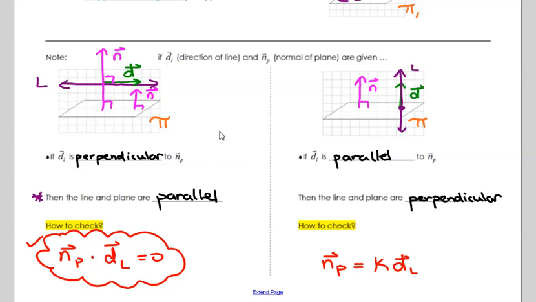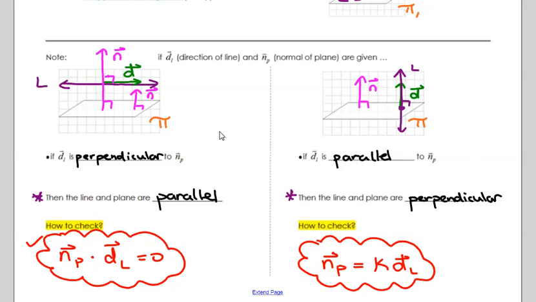Remember, the direction vector is on the line. If the direction vector and the normal vector, the pink and the green, are parallel to each other, and the pink is perpendicular to the orange plane, that must mean that the line is also perpendicular. So that is something else you can use: if the normal and the direction vector are scalar multiples, they must be parallel, which means that the line and the plane are perpendicular. I know, so many parallel and perpendiculars, I'm sorry.